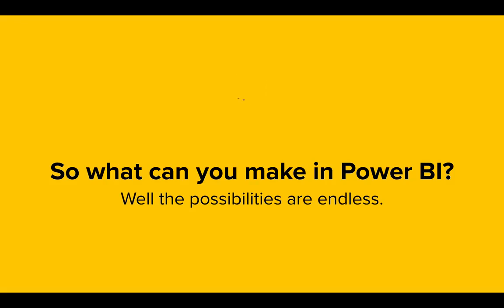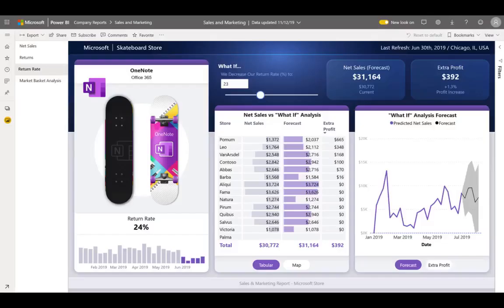Well, the possibilities are endless. Okay, you could start off with maybe making a sales report for a skateboard store you owned and try and get a forecast to see what your sales would be if maybe you reduce the amount of skateboards which got returned. So maybe you want to focus your efforts on reducing the total number of skateboards which get returned, and you want to see how that would potentially impact your sales overall.